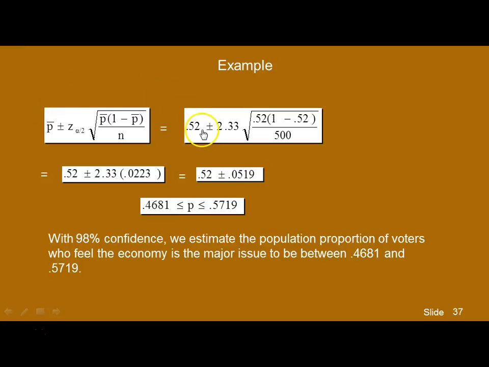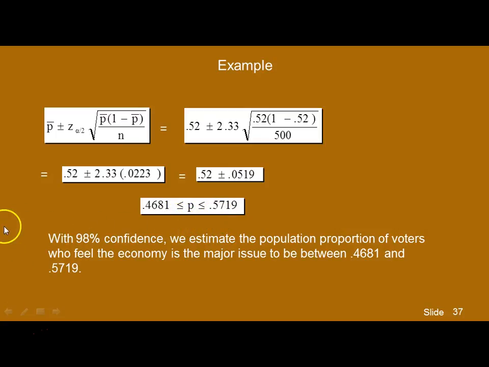We take our sample proportion, 0.52, plus or minus 2.33, times the square root of 0.52 times 1 minus 0.52 over n of 500. Working it on out, you will get a final confidence interval of 0.4681 to 0.5719. So we are estimating that P, the true population proportion, is somewhere in that interval.